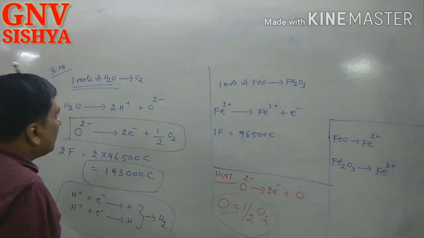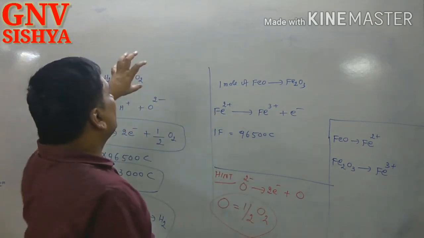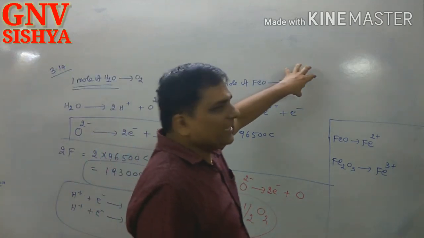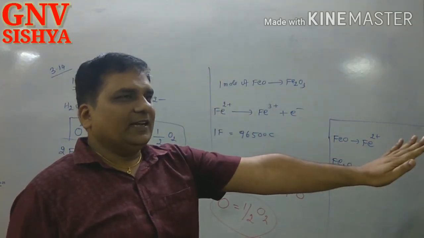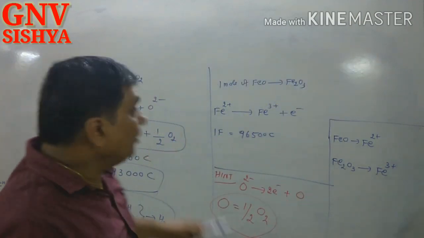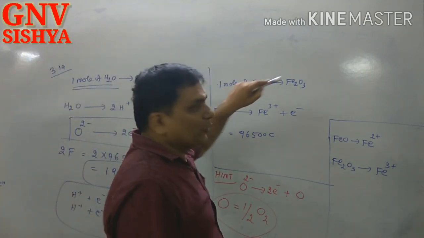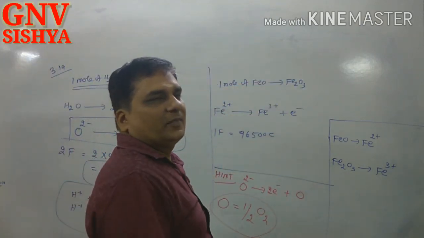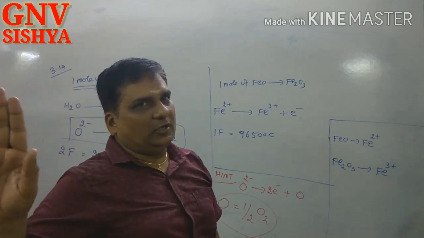Correct? Right. 1 mole of water. That is why I am not stressing O2, I am not stressing Fe2O3. The question is, calculate the amount of electricity in coulomb for the conversion of 1 mole of H2O to O2, 1 mole of FeO to Fe2O3. I hope this introduction might have been very clear to all of you.